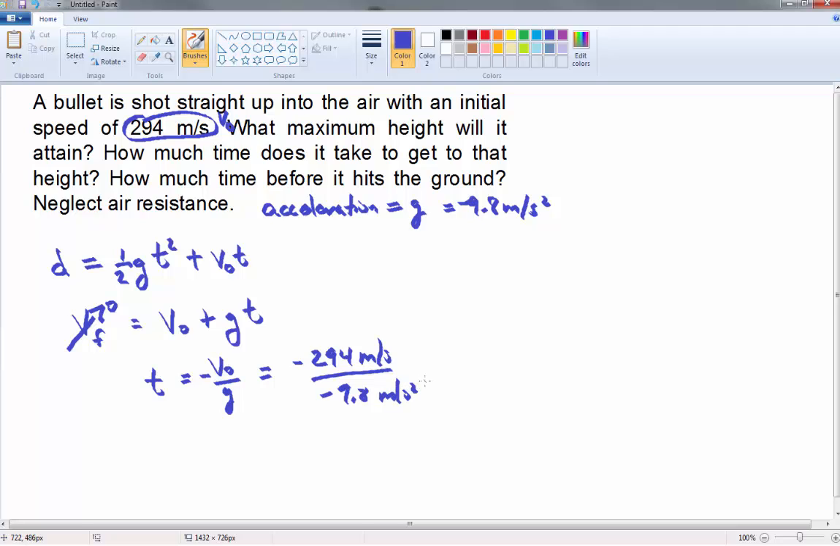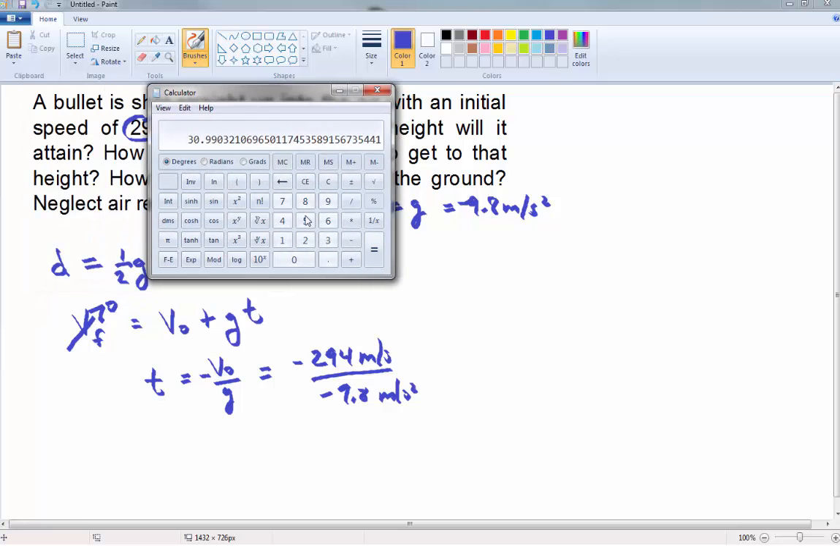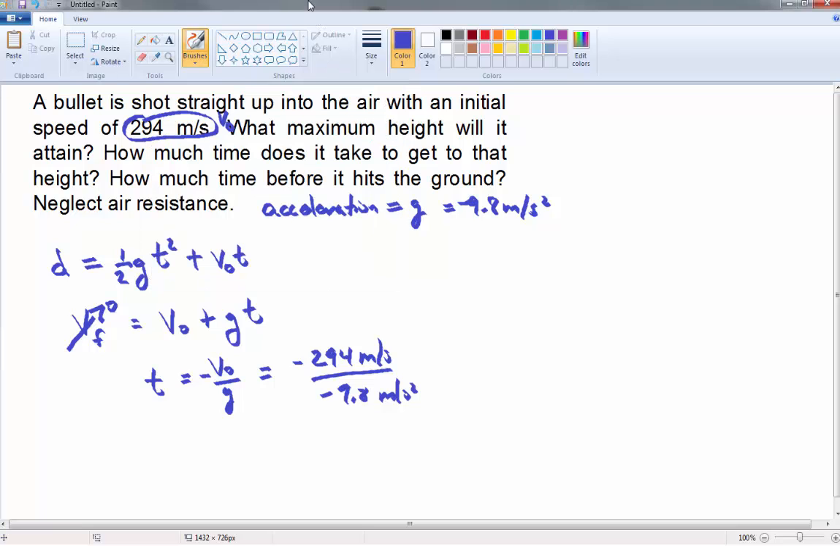So pull up the calculator. Since there's two minuses, I'm not going to bother with the signs because they cancel. So 294 divided by 9.8 gives us 30. So this is saying that the time to get to the top is 30 seconds. So that's 30 seconds to get to top. That actually answers part B. So part A, then, we would need to plug in the 30 seconds here.